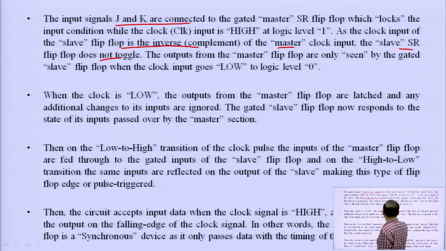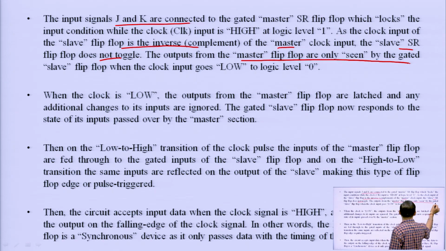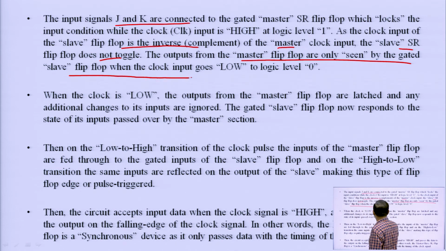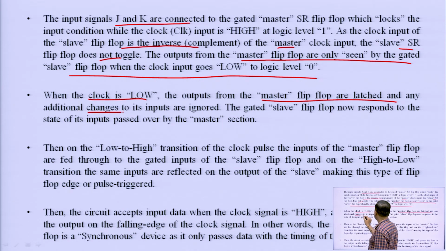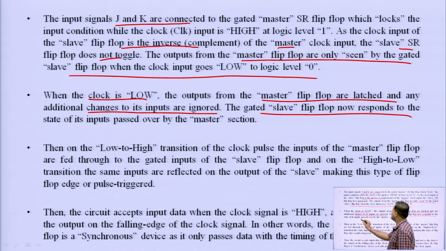So, the outputs from the master flip flop are only seen by the gated slave flip flop when the clock signal goes low, the logic level 0. Next, when the clock is low, the outputs from the master flip flop are latched, and any additional changes to its inputs are ignored. The gated slave flip flop now responds to the state of the input passed over by the master section. Meaning when the clock is 1, the master will be working, and when the clock is 0, the slave will be working.